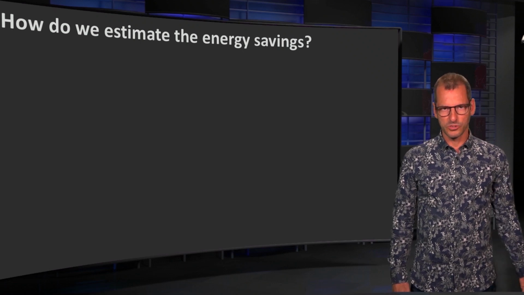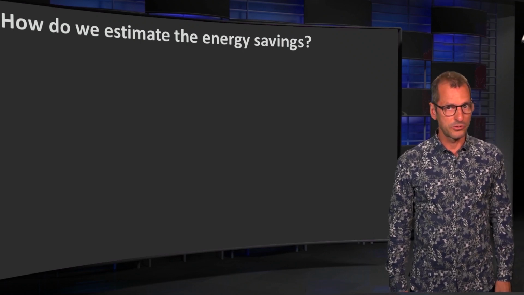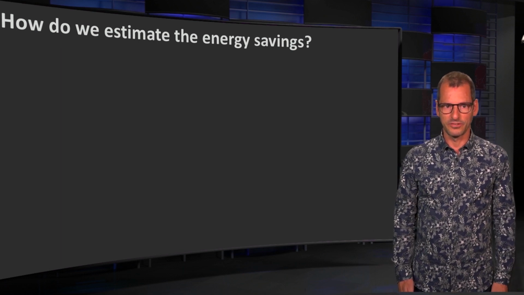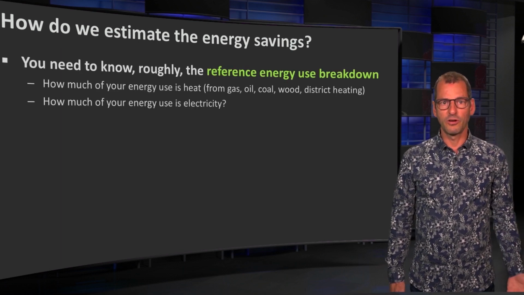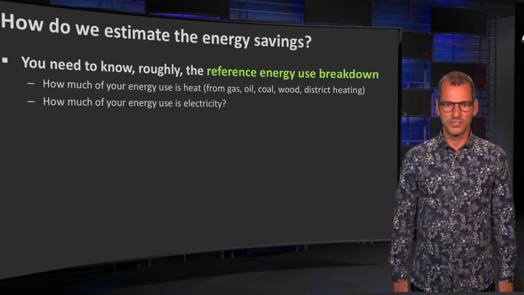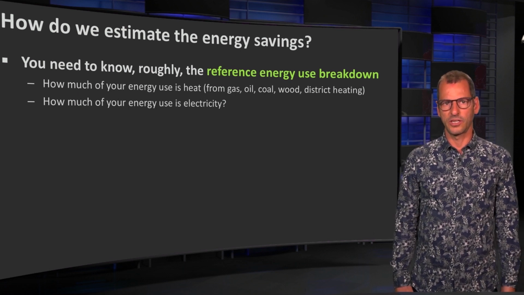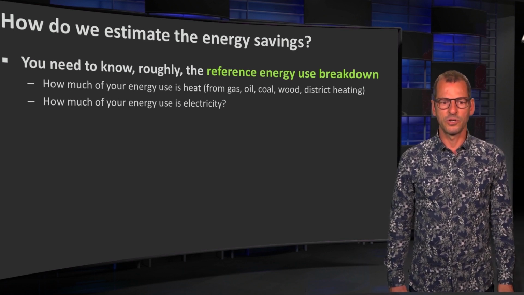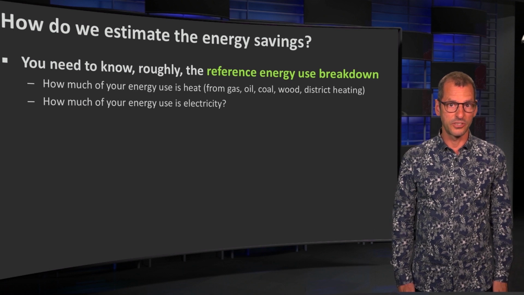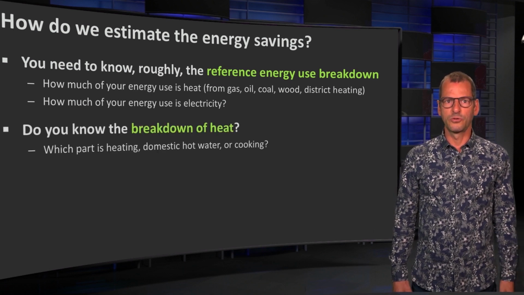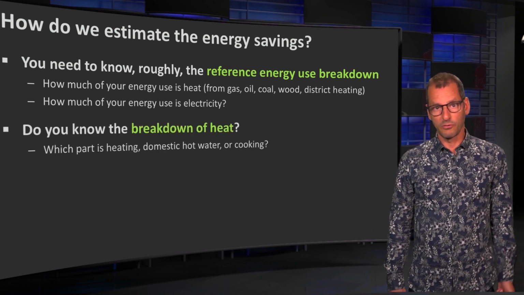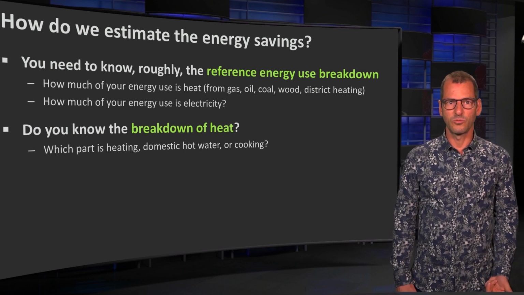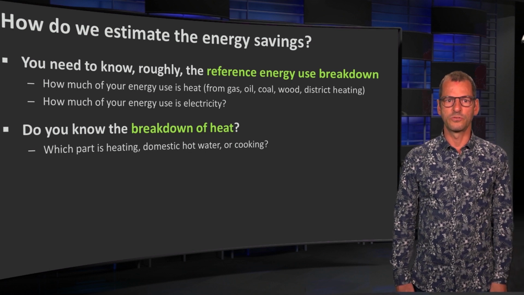How to calculate the possible savings that you proposed by energy saving measures. There's a few steps you have to take then. First, you need to know roughly, of course, what the reference energy use breakdown is. So how much of your energy is related to heat, which may come from different sources, and how much is used for electricity. Then, of course, you need to know what is the breakdown of the heating energy. So what is used for domestic heating, what is used for hot water, and what is used for cooking, for instance.